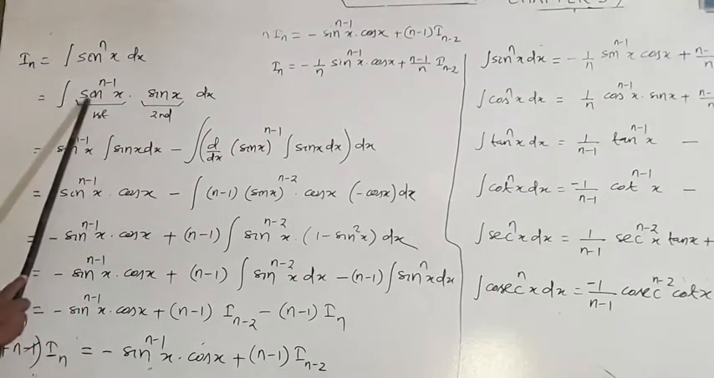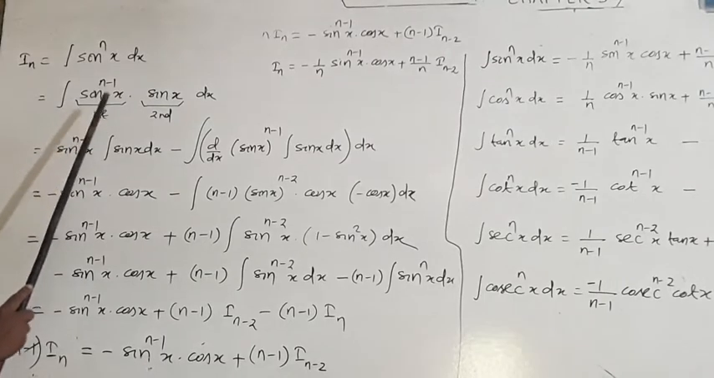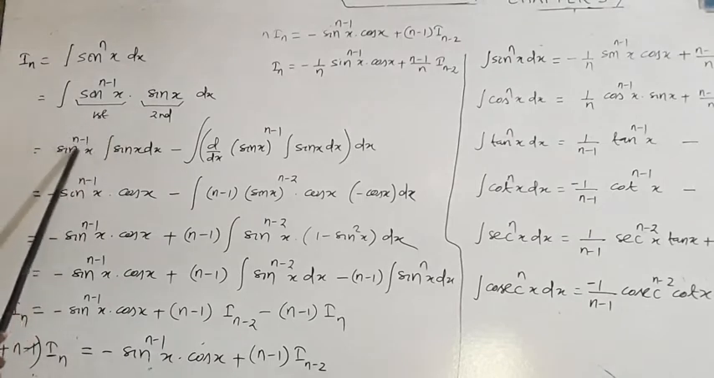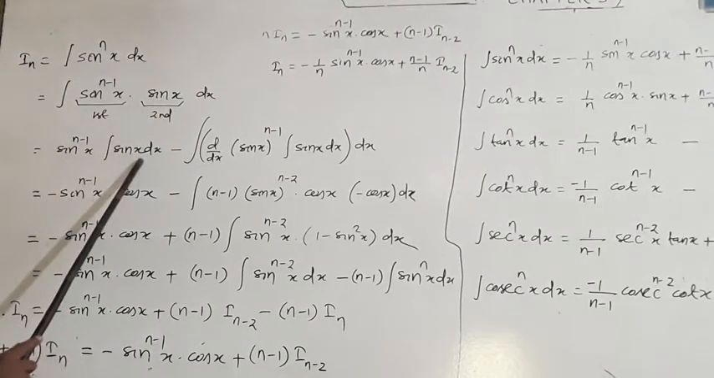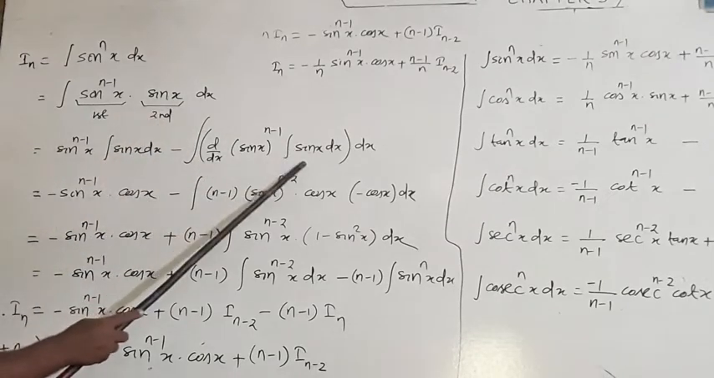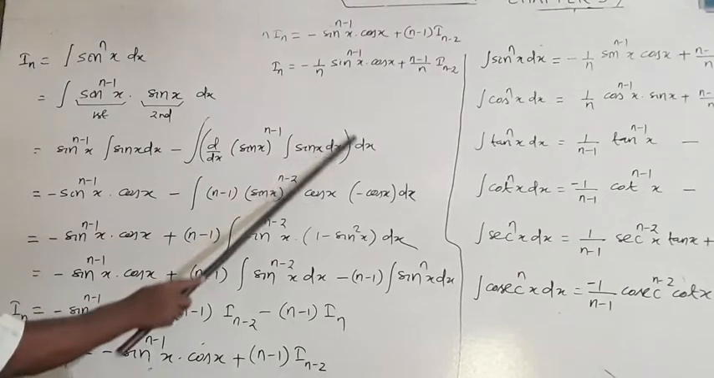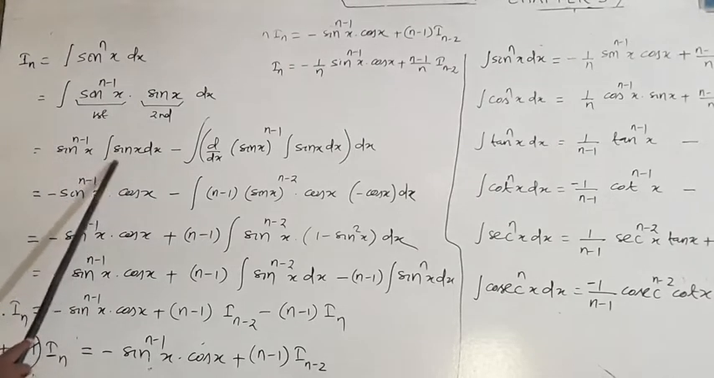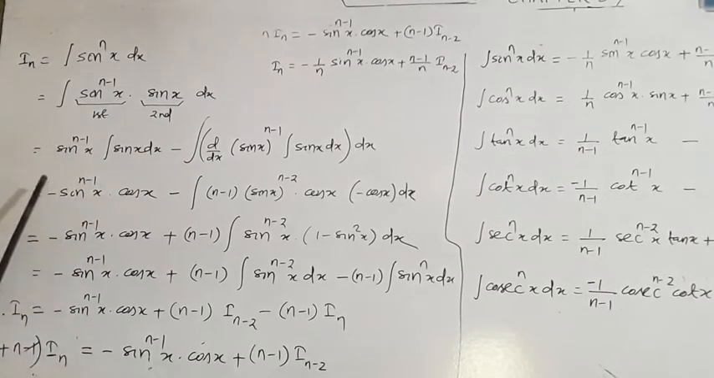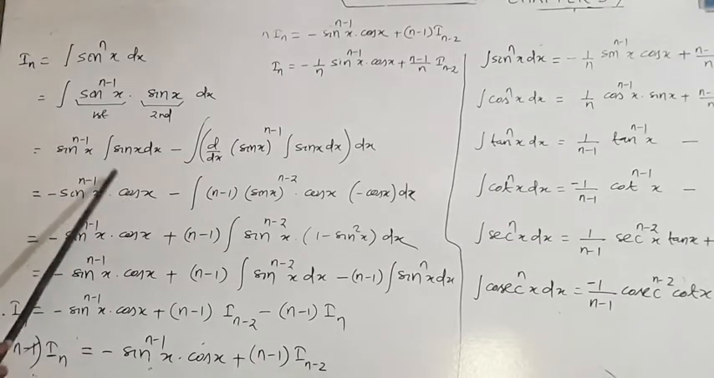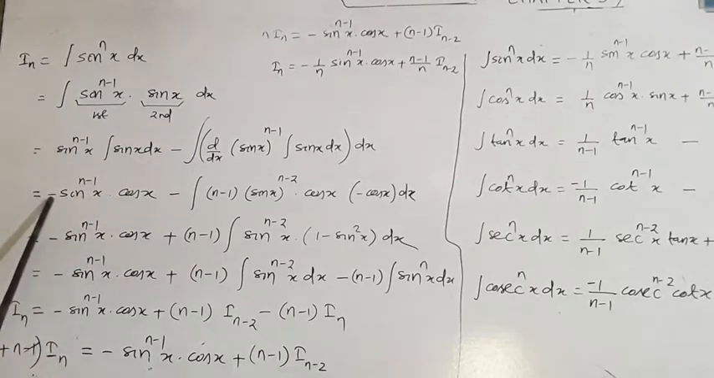Now taking sine power n minus 1 x as your first function and sin x as your second function, what will you do? First, integration of second minus derivative of first into integration of second, whole integration dx. Sine power n minus 1 x, minus, because why minus? Because integration of sin x is minus cos x, so I am writing minus here. Minus sine power n minus 1 x cos x, due to the integration of sin x being minus cos x.